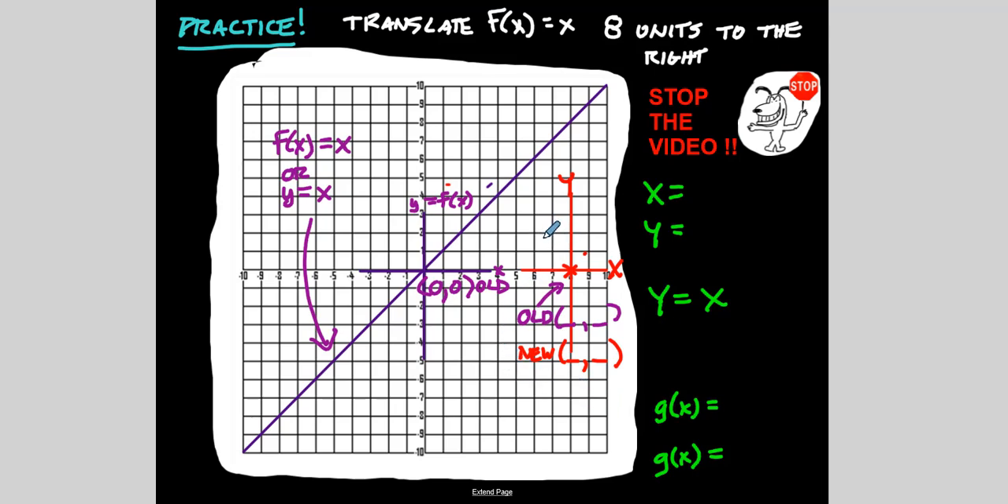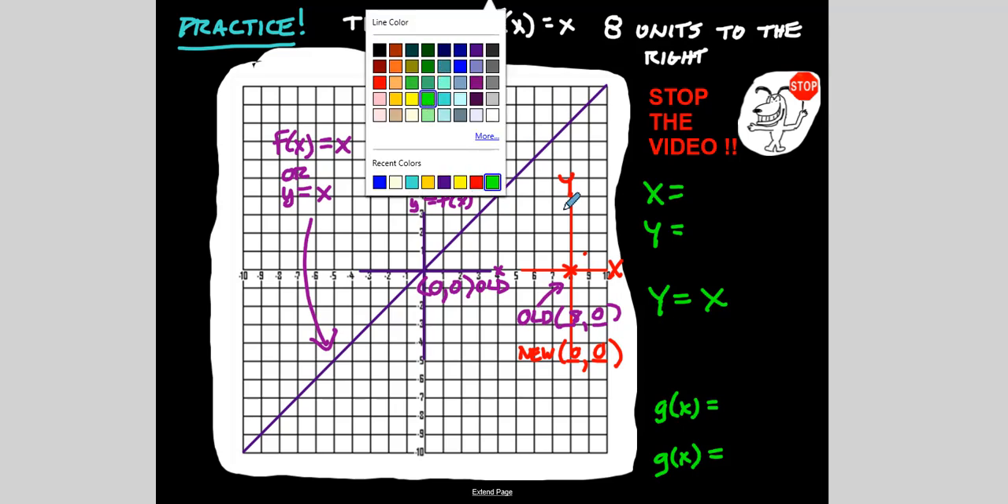Okay, so I've moved the point 8 units. This point has been moved 8 units to the right. So the old coordinates should be 8, 0, and the new coordinates, well, this is my new origin, so that's going to be 0, 0. To convert from little x to big X, I am going to have to subtract 8 from little x.